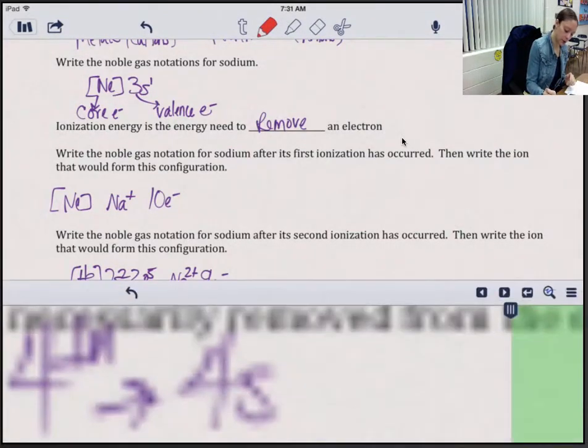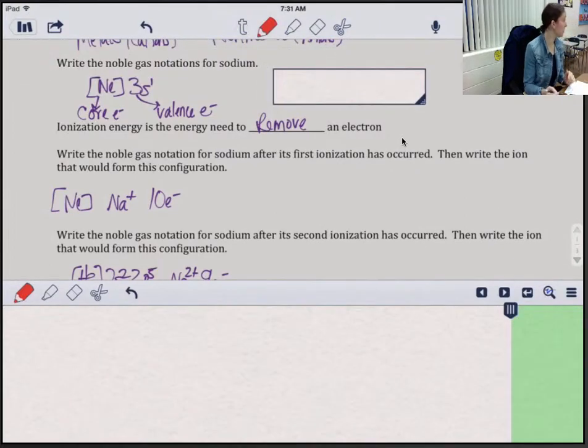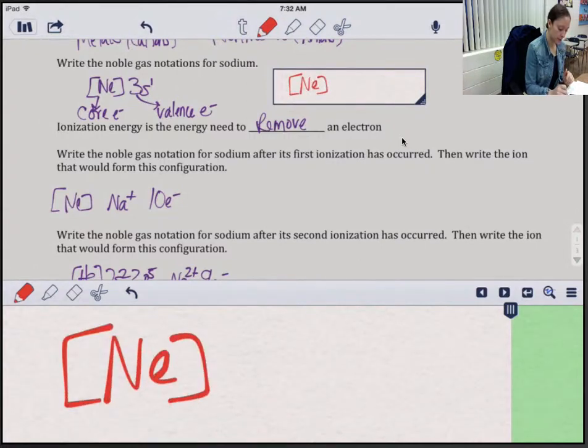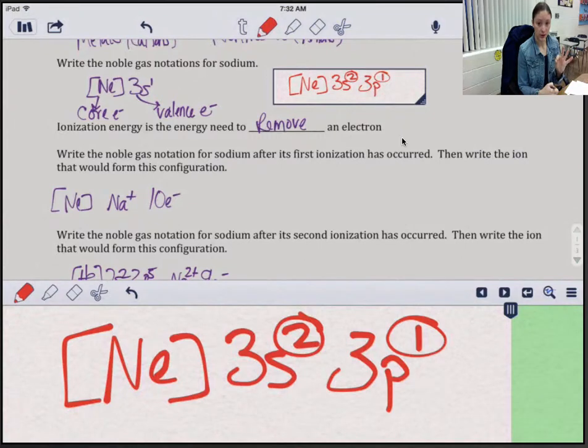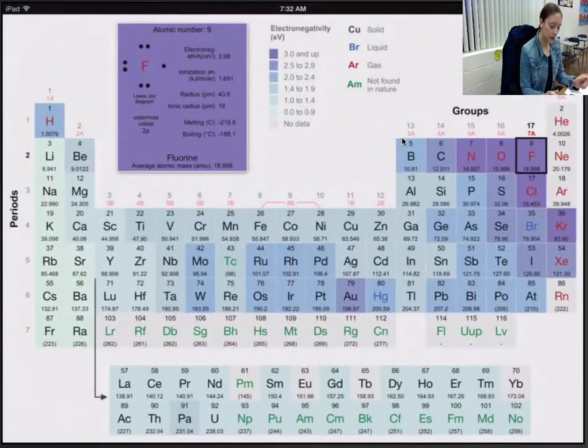If I had a different one, say, let's do aluminum. Aluminum would be Ne 3s2 3p1, because it has 13 electrons. It would have 3 valence electrons, 2 in the s, 1 in the p. If it had 2 in the p, then it would be 4 valence electrons. Remember what I said earlier about looking at it based on what group it's in. Aluminum is in group 13, and it has 3 valence electrons. Remember I said drop the tens place? You can also do it by writing out your noble gas configuration. That's an easy way to count as well.